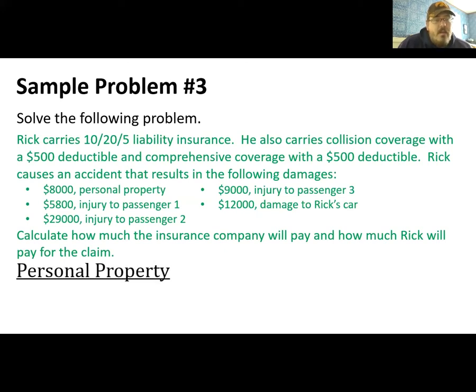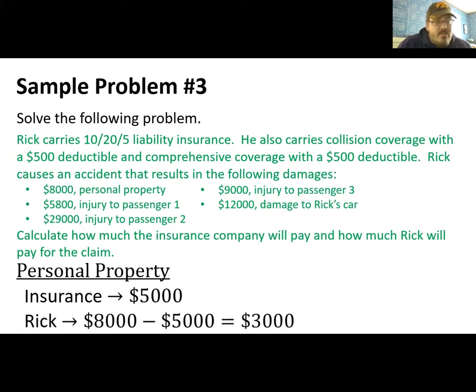Based on his liability insurance, they'll pay out $5,000 per accident for damage to someone else's vehicle. Since the insurance is going to pay $5,000 and there was $8,000 in damage to the other people's property, Rick is going to have to foot the bill for $3,000. The insurance is going to cover that whole amount. So again, keep those values in mind, because we'll come back and tally things up in just a second.